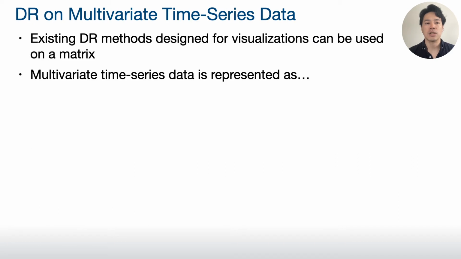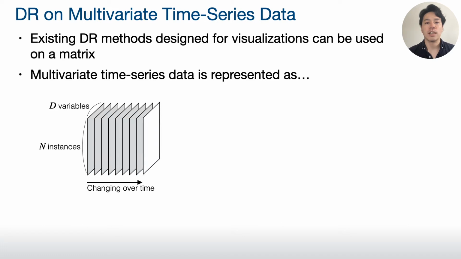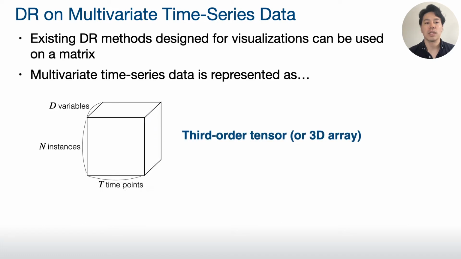Existing dimensionality reduction methods such as PCA and t-SNE are designed to apply to a matrix. However, in multivariate time series data, multiple instances which have multiple variables change their values over time, and thus it is often represented as a third-order tensor. As a result, we cannot directly apply existing dimensionality reduction methods to the entire data.